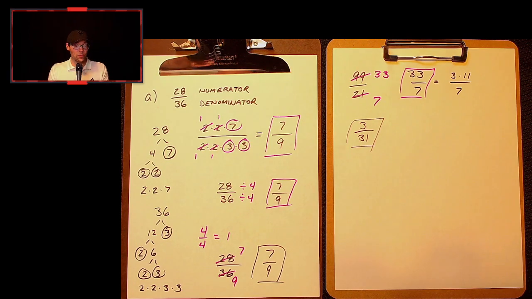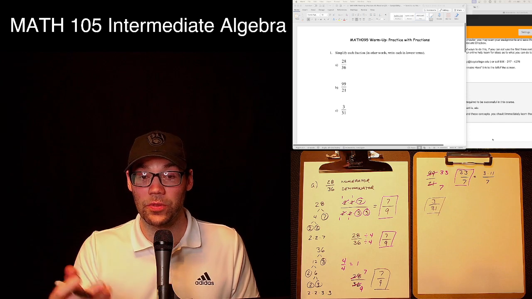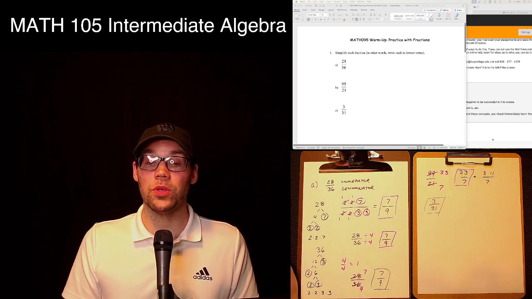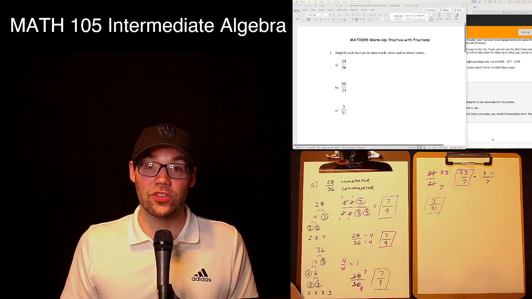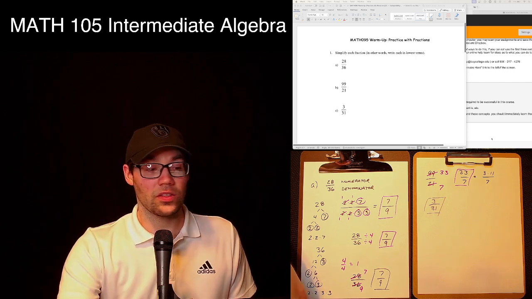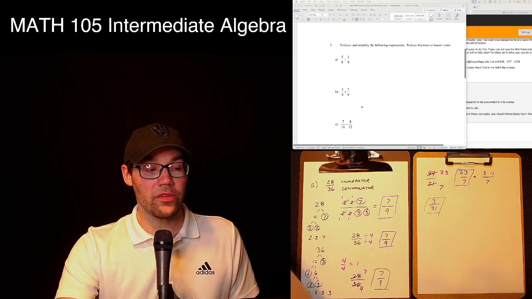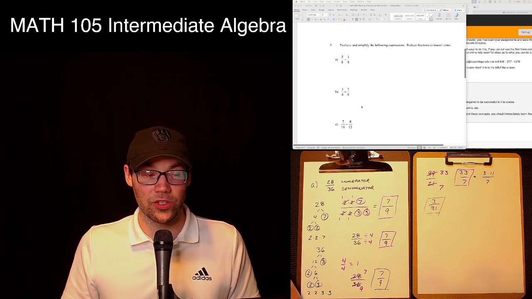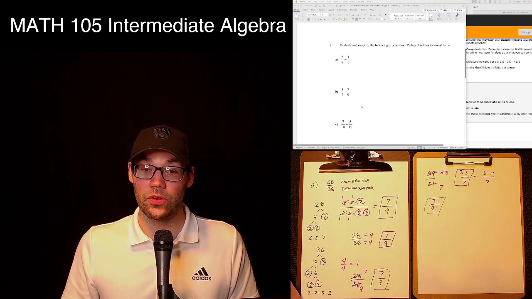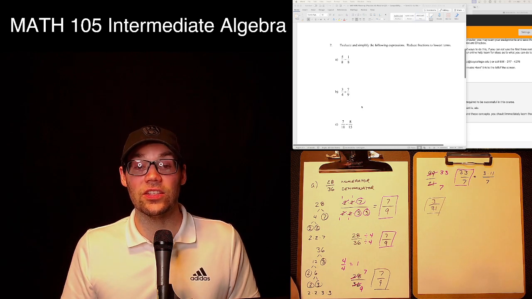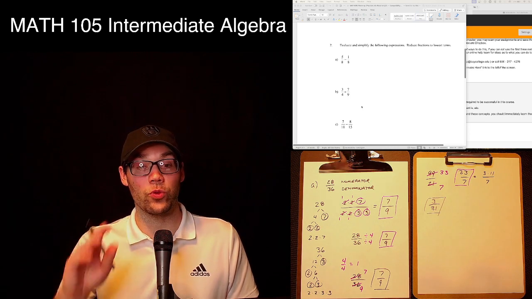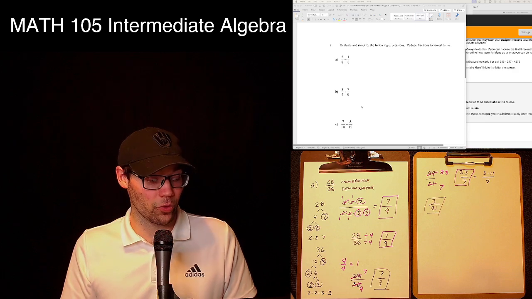All right, so just make sure that you understand how to simplify your fractions because once again, you're going to be required to simplify all fractions in this class. So now what we can do is scroll down here and take a look at example number 2. Evaluate and simplify the following expressions, reduce fractions to their lowest terms. So this is going to be dealing with addition and subtraction of fractions which have completely different rules.